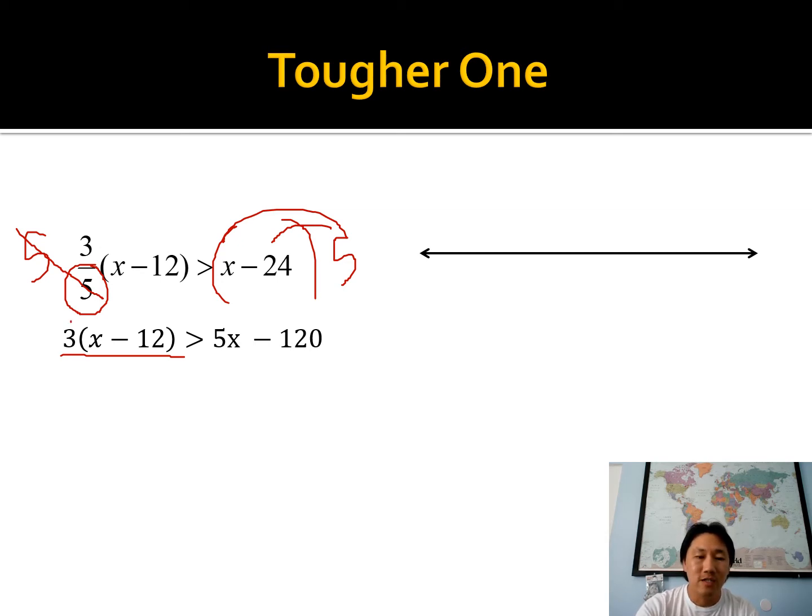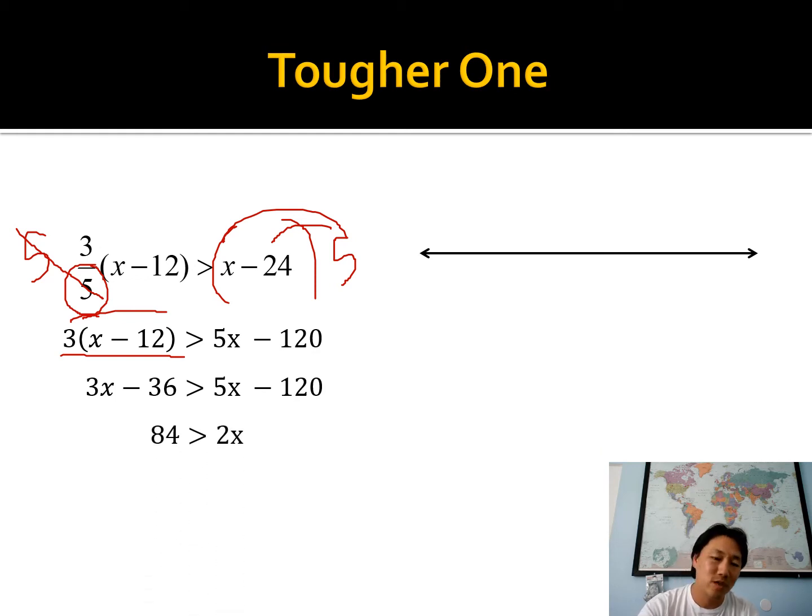Distribute this 3 in. You get 3x minus 36 is greater than 5x minus 120. Bring the 3x to the other side, bring the 120 to the other side. You have 84 is greater than 2x. Divide both sides by 2. All right. Notice I kept the x on this side and the number on that side, and the inequality symbol the same. That's because it's very important. If you want to switch it around, you have to switch the entire inequality around. So you get x is less than 42.